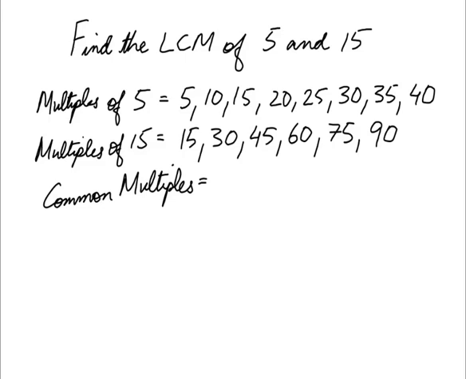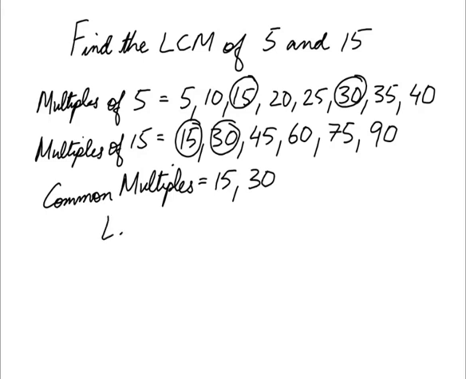Common multiples, start with the smaller number. So 5 is the smaller number, no 5 here, no 10 here. We have 15 here and 15. So 15 belongs to both multiples of 5 and multiples of 15. So this is a common multiple and we write it down here. Then no 20 here, no 25, there is 30 here and 30 as well. So 30. So now we have listed the common multiples.